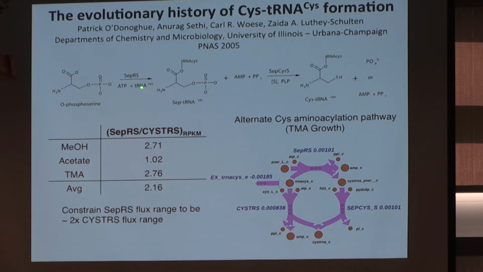It took us 10 years to get this into the metabolic map. So here it is. You can go the SepRS direction to get it charged or the canonical direction. And what's interesting is from the expression data we're getting from our RNA-seq data, we can actually see that in some substrates, this pathway is preferred over this one by a factor of about 2. So it was important to get this in.